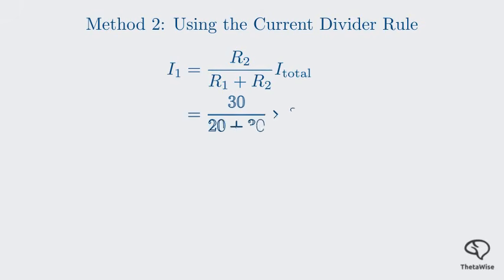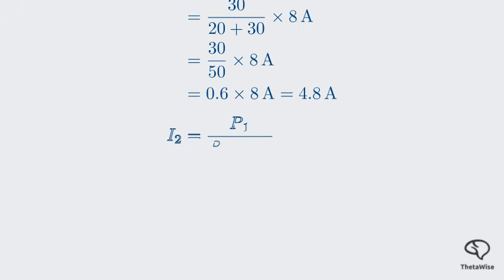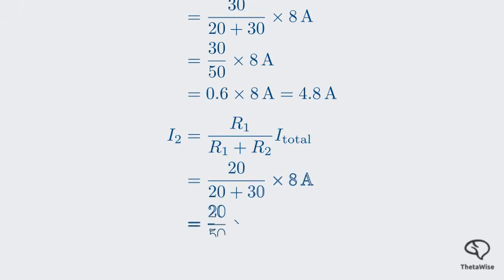Now, let's solve the exact same problem using the current divider rule to see how much faster it can be. For I1, we use the formula with the other resistor's value, R2, in the numerator. That's 30 over 20 plus 30, all times the total current of 8 amps. This gives us 4.8 amps directly. For I2, we use R1 in the numerator. That's 20 over 50 times 8 amps, which gives us 3.2 amps. As you can see, the current divider rule gets us the answer in fewer steps, which is very useful in exams.